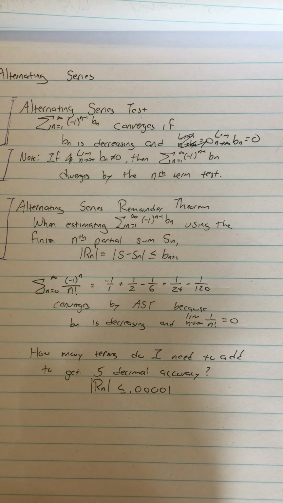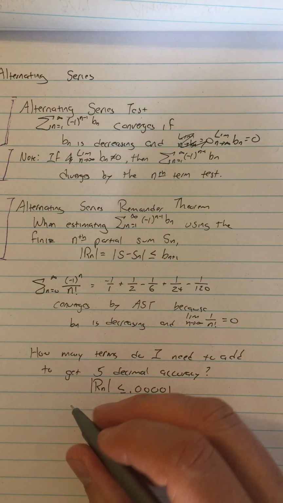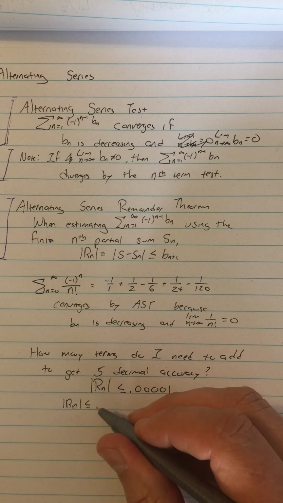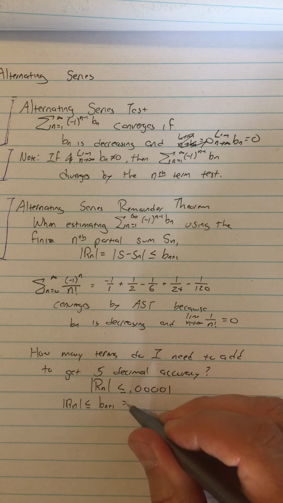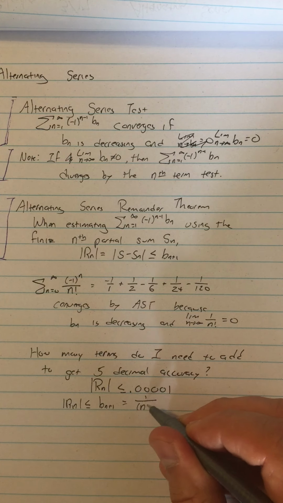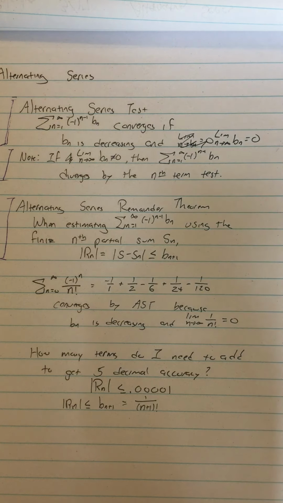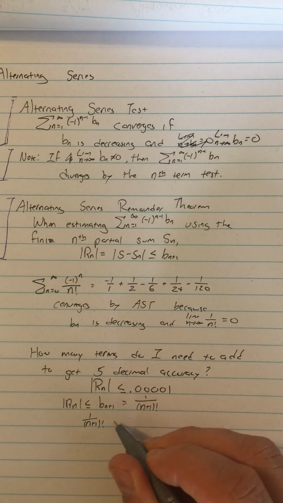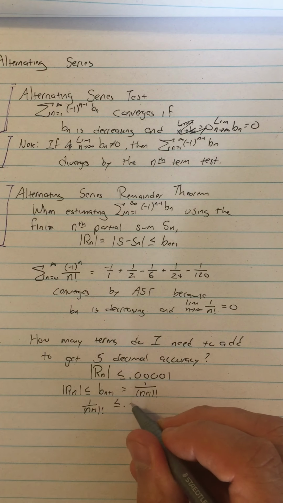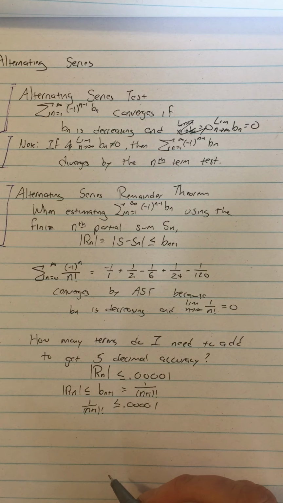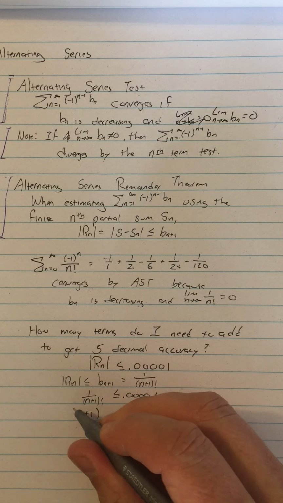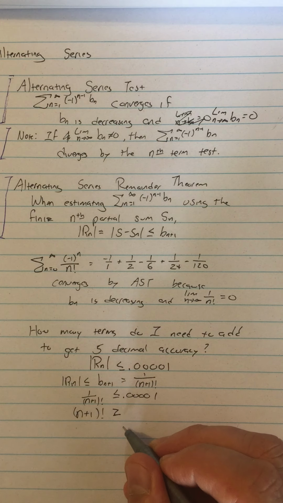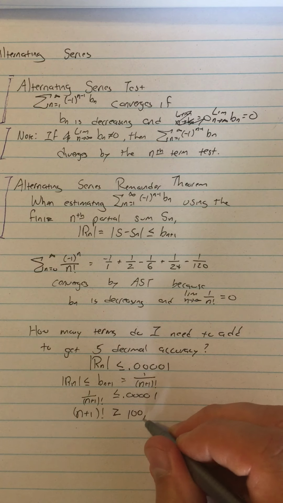Okay. All right. Now, what I know is that the absolute value of R_n is less than or equal to b_(n+1). And b_(n+1) is 1 over (n+1) factorial. So what I need is for 1 over (n+1) factorial to be less than or equal to 0.00001, which means that I need (n+1) factorial greater than or equal to 100,000. You're often going to be flipping over a fraction in an inequality. Don't forget, when you do that, you reverse the inequality.